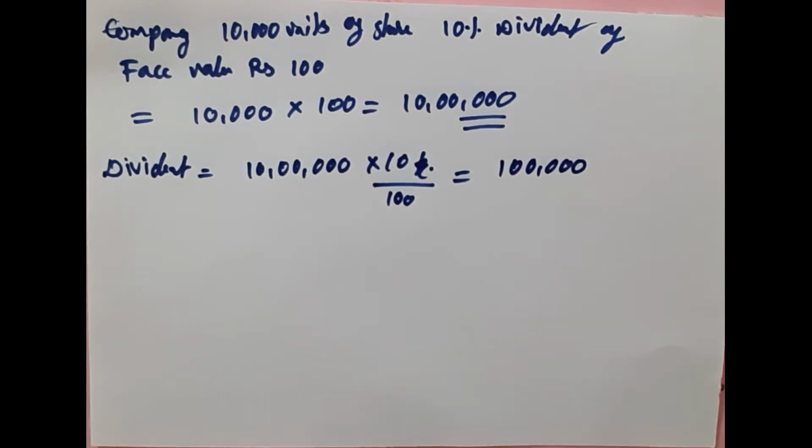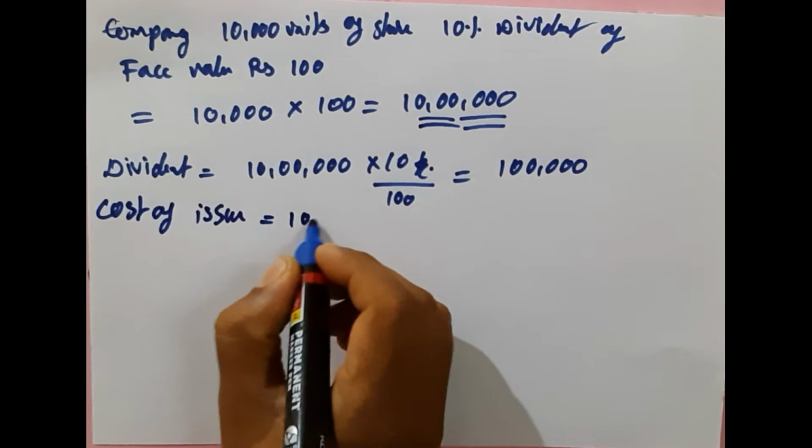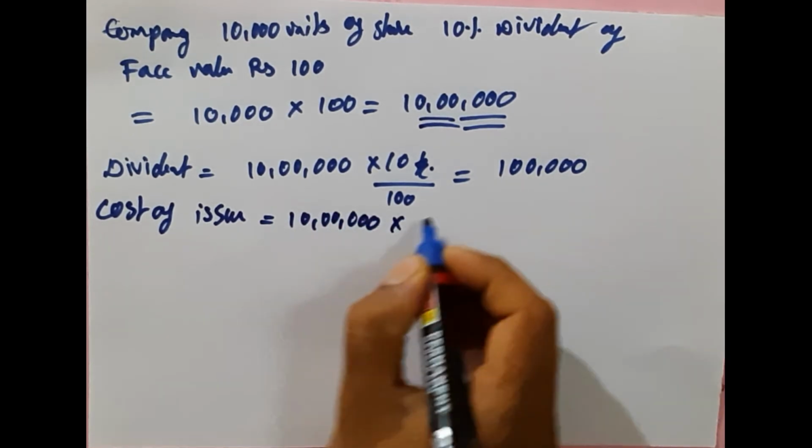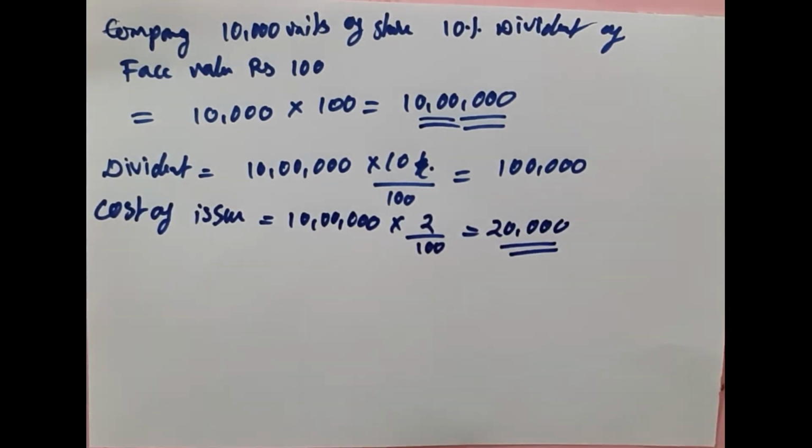In this calculation they have said that the cost of issue is 2%. Normally whenever you're talking about issue cost, the full rate will be given, otherwise they will say 2% of this value. So cost of issue is equal to 10 lakhs into 2 by 100, which is equal to 20,000. So the information is already given. Let's find the solution.